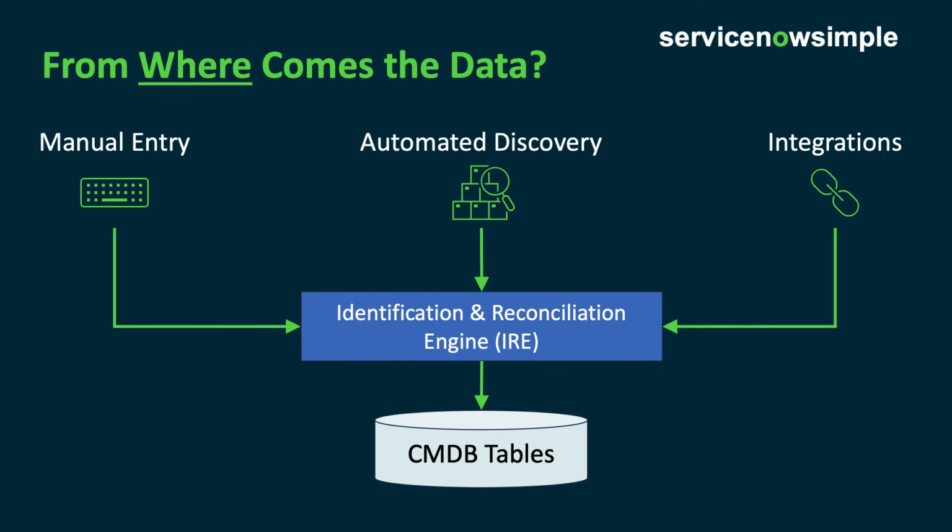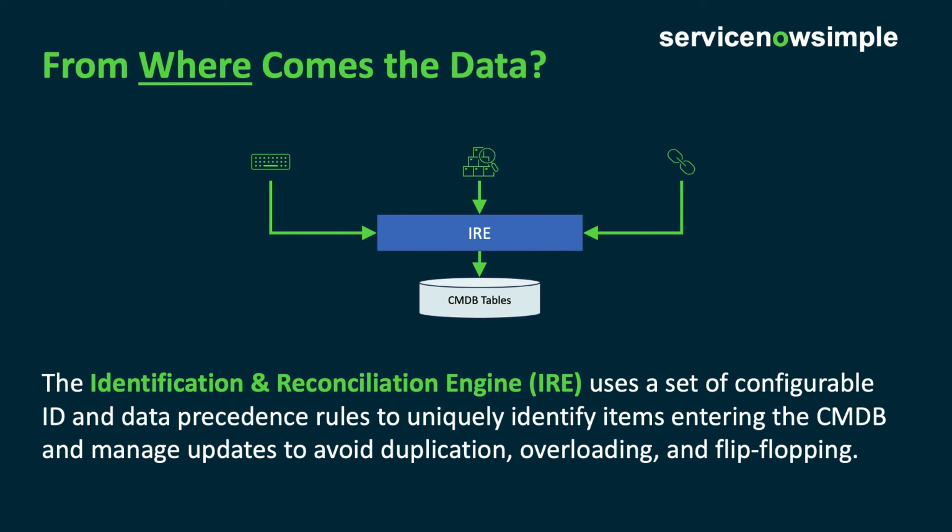To solve these problems, a more accurate diagram of data entering the ServiceNow CMDB looks like this. Before any item or relationship enters the CMDB, it passes through what ServiceNow calls the Identification and Reconciliation Engine, or IRE. The IRE uses a set of configurable identification and data precedence rules, and we'll look at some of these here in a bit, to uniquely identify and match items and manage updates to avoid duplication, overloading, and flip-flopping.